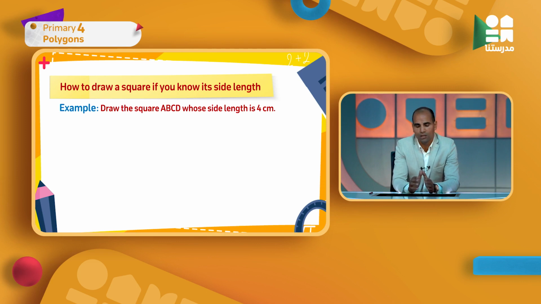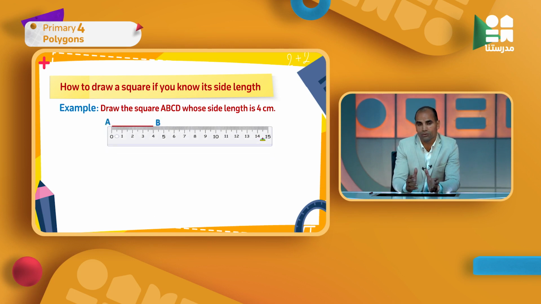The first step is to draw AB line segment from 0 to 4. When we use the ruler, we start from 0. So from 0 to 4, this is 4 centimeters of AB. After that, we will use the set square. But why do we use the set square in drawing a rectangle and a square?